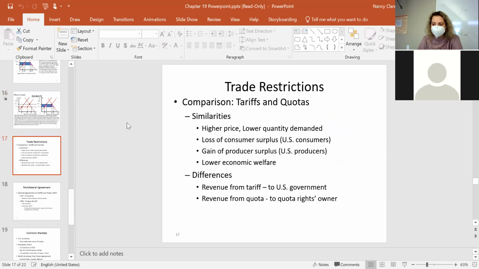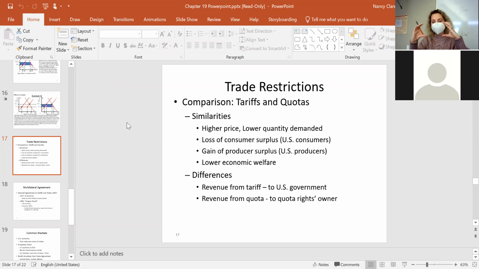All right, so this is just a summary. This is just a comparison of those two different approaches to trade restriction. There are more similarities than differences, right? Similarities: US consumers get a higher price and a lower quantity because we demand less at that higher price. There's a loss of US consumer surplus. There's a gain of US producer surplus, and that welfare loss, those two little triangles. Those are the similarities between the two.